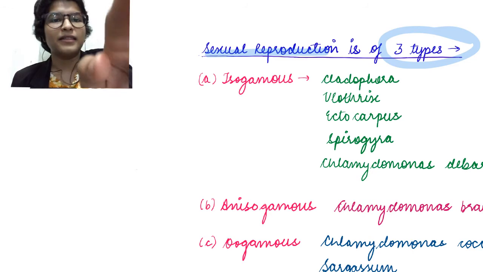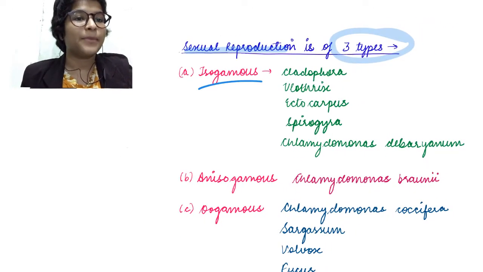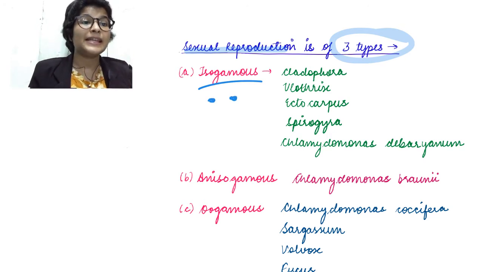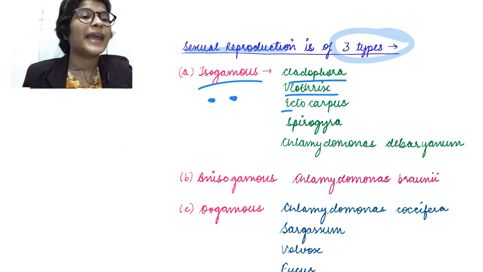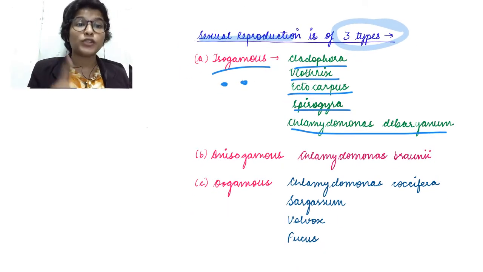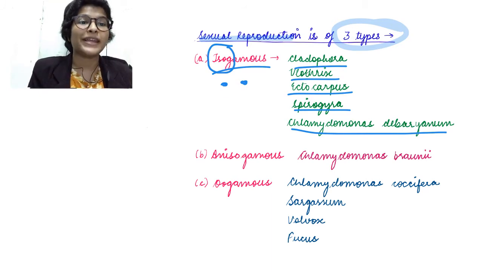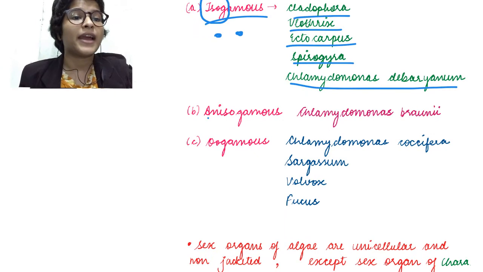I will draw this again. So, in isogamous type, we have both similar looking gametes. Okay. This is seen in simple versions like Cladophora, Velothrix, Ectocarpus, Spirogyra and Chlamydomonas dibariminum. Okay. Isogamous यानी कि same gametes, iso यानी same और gamous यानी gametes. ठीक है. The next category is anisogamous.